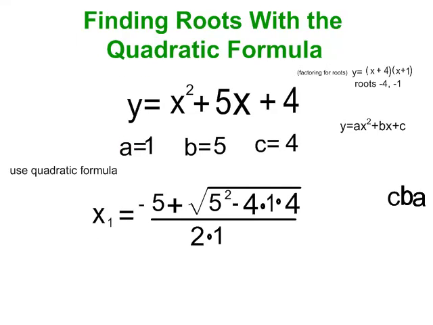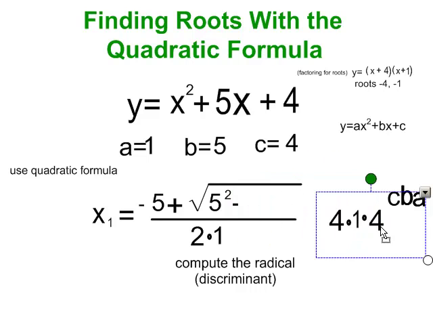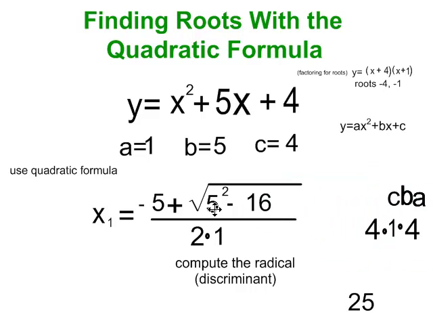Now it's my recommendation at this point that you compute the radical, or the discriminant. Basically, it's this part under the square root sign. So compute that first. 4 times 1 times 4 is 16. 5 squared is 25. And 25 minus 16 is 9.